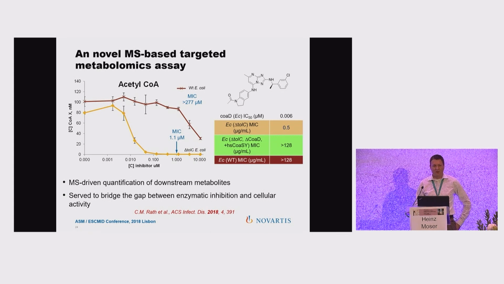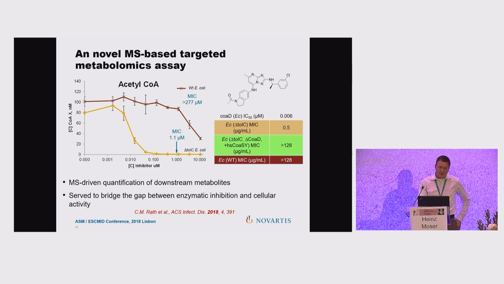And I'll show you more statistically significant data. The MIC is 0.5 on that delta tolC strain. Wild type, no MIC. However, look at the brown curve. Despite that, the molecule still works. It just doesn't work well enough to kill the cell.